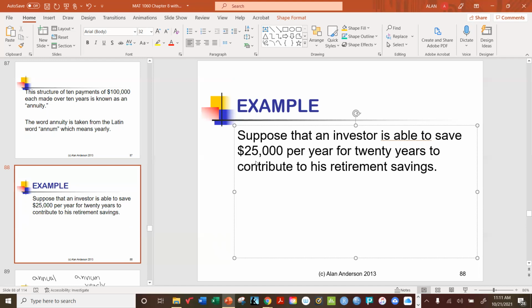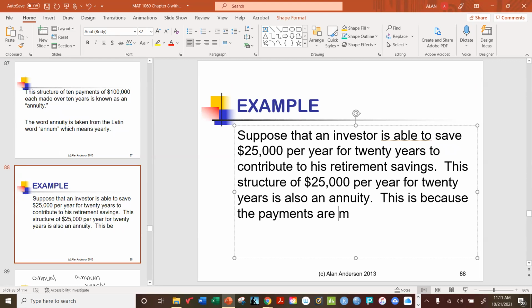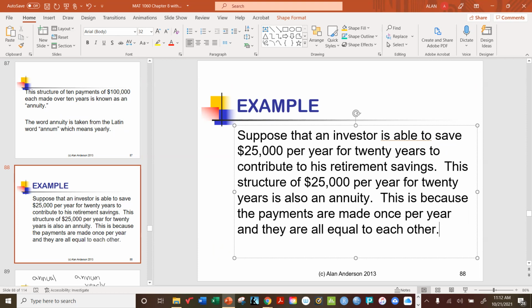This structure of $25,000 per year for 20 years is also an annuity. Okay, so this is because the payments are made once per year and they are all equal to each other. That's the key to the whole thing. The payments are equal to each other. They're made every year and they're equal to each other. So in finance, we call this an annuity.